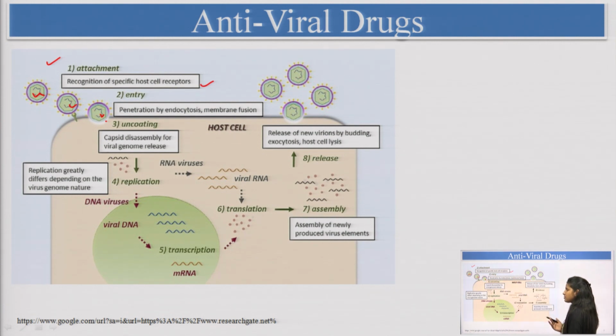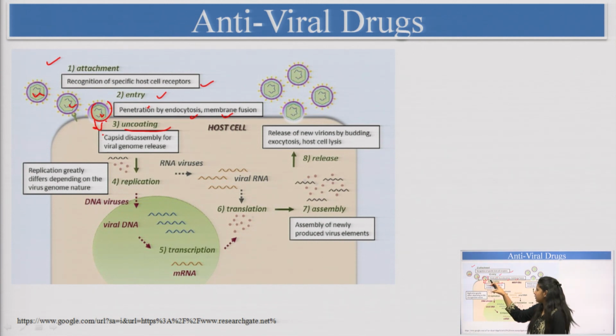When these viruses recognize the receptors, they will enter. Second step: penetration by endocytosis and membrane fusion. They will fuse in this area. When they fuse and enter the host cell, this starts the uncoating. The capsid layer will disrupt and disassemble, and whatever viral genome is present inside the viral particle will be released. So, here we can see there is a release.